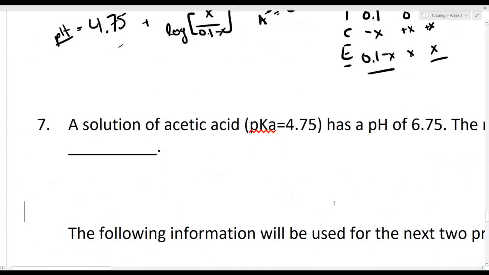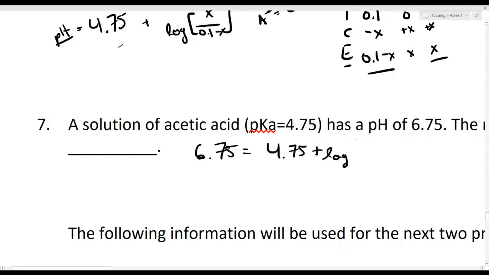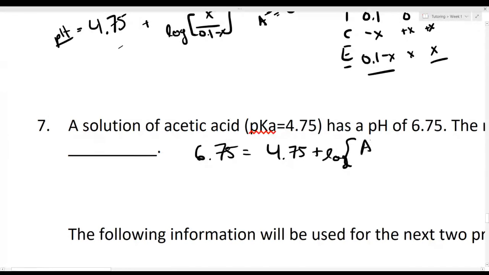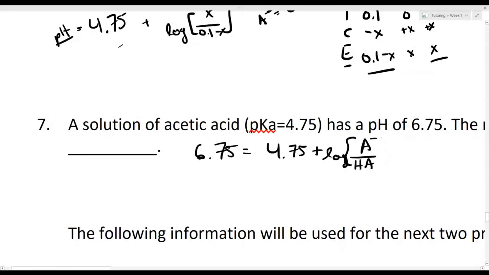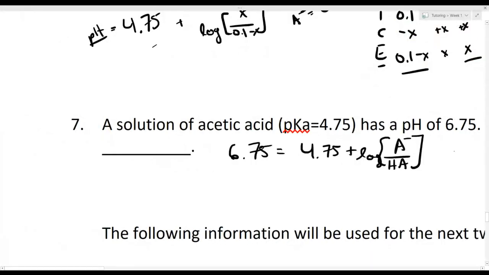Okay, there we go. So again, the first thing I'm going to do for convenience is go to the Henderson-Hasselbalch equation. So pH, well in this case it's 6.75, equals pKa, so 4.75, plus the log of conjugate base to acid, okay? So in this example, we're looking for the ratio of acid to base. Well, this gives us a ratio.